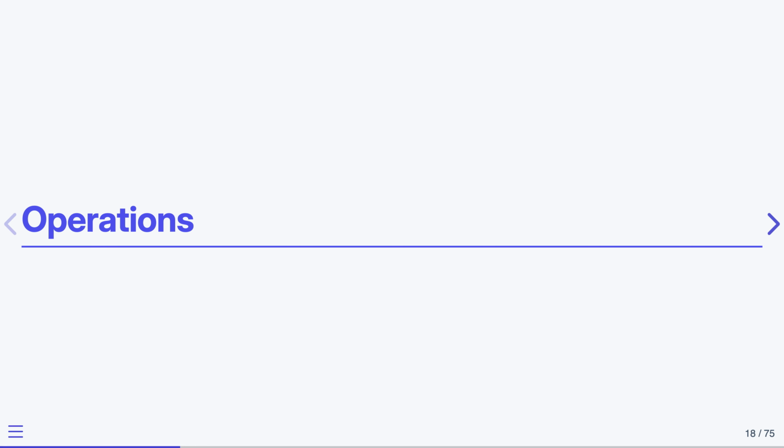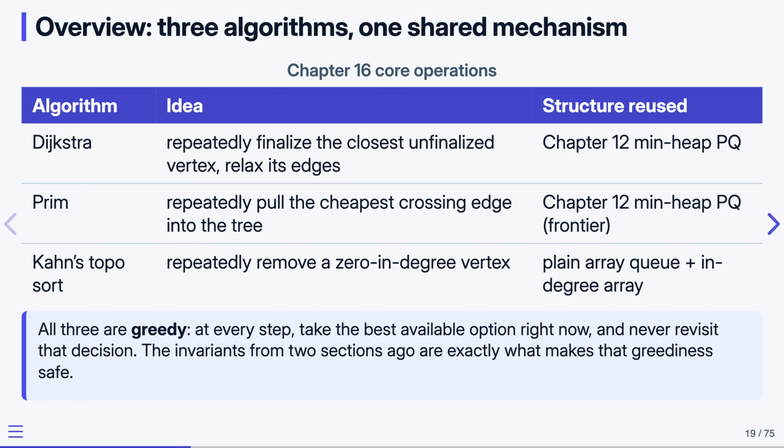Now we turn to the operations themselves. All three algorithms in this chapter share one mechanism. Let's line them up side by side.